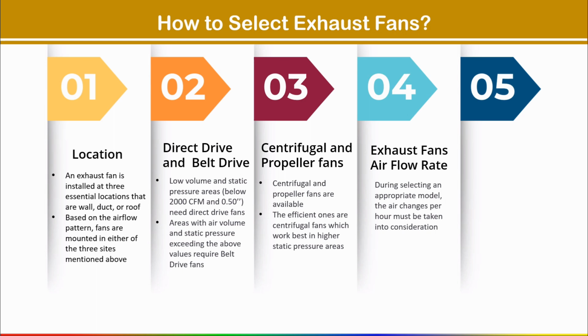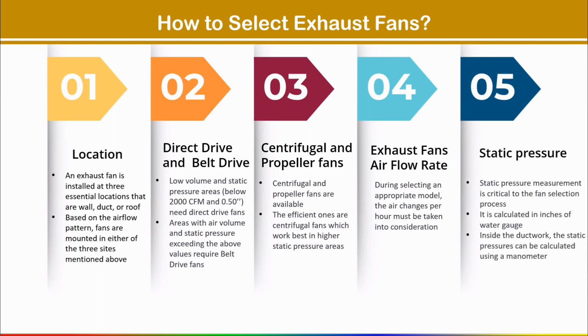Okay. Now the next is static pressure. It means what? Static pressure measurement is critical to the fan selection process. Okay, it is calculated in inches of water gauge. Inside the ductwork, the static pressure can be calculated using a manometer. So the static pressure of the exhaust fan depends on the air velocity in the ductwork, the number of duct turns, other resistive elements and the duct length. Okay, so we have to calculate the static pressure.